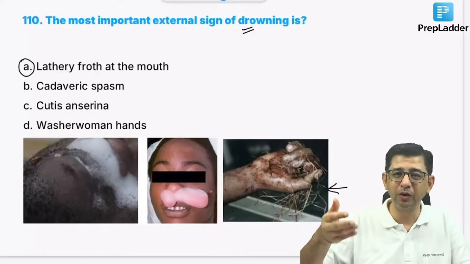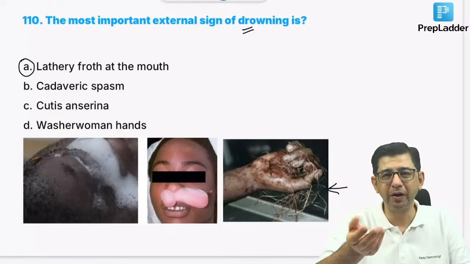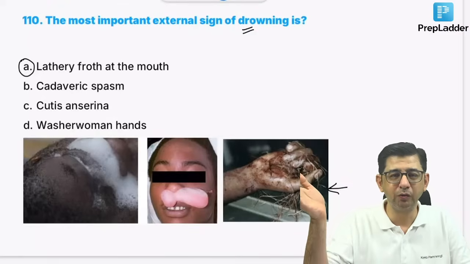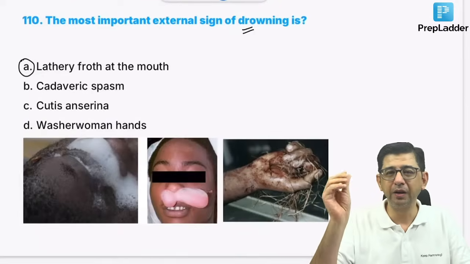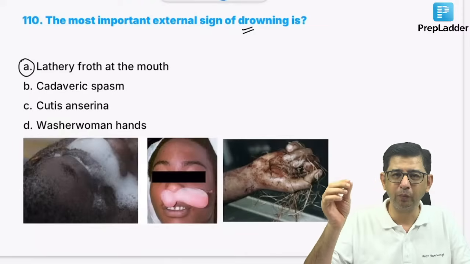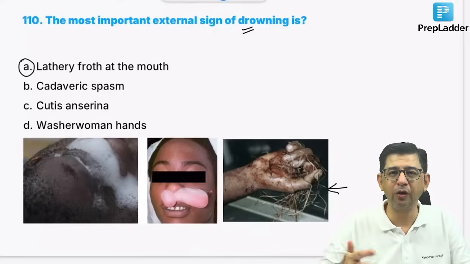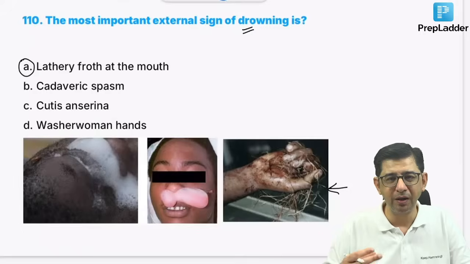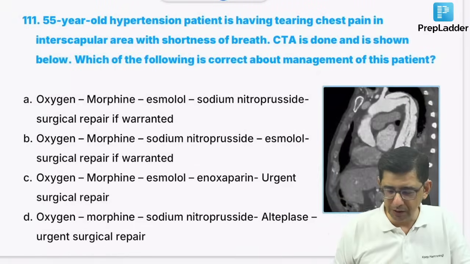If you keep your hands in water, like if you go to a swimming pool, recently it was so hot in India, people were spending their time in amusement parks where water is present, or in swimming pools. If you spend too much time in water, then even your fingertips will start having that washerwoman kind of mottled and irregular appearance. So the answer would not be option number D. Putting your hands in water for a long time can contribute to that irregular appearance of the skin. So it would be lathery froth at the mouth in the patient. Okay. Answer is A.